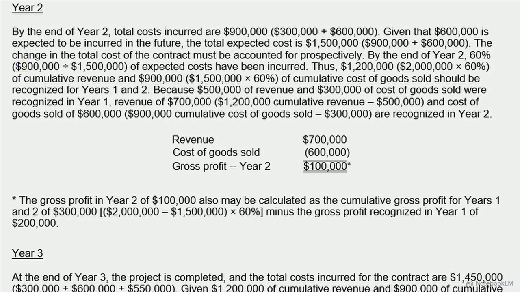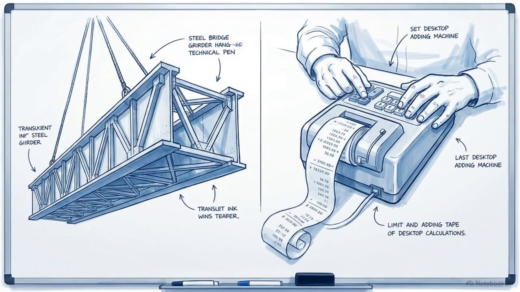Next, we determine where our cumulative revenue needs to be. Applying the 60% completion rate to the $2 million contract gives us a $1.2 million target. Since the company recognized $500,000 in year one, we subtract that out. This leaves exactly $700,000 in revenue to be recognized specifically for year two. After deducting the $600,000 in costs incurred during this period, the year two gross profit sits at $100,000. This prospective adjustment ensures that the current period's income statement absorbs both the actual physical progress made during the year and the mathematical correction of the altered cost estimate.